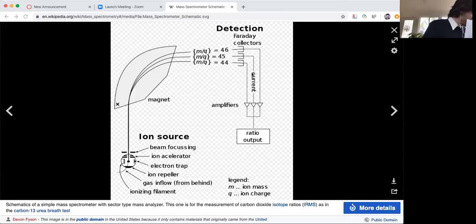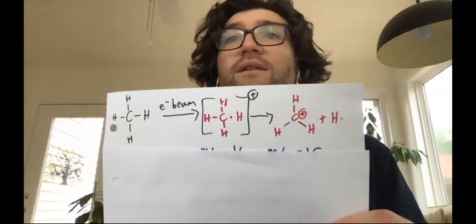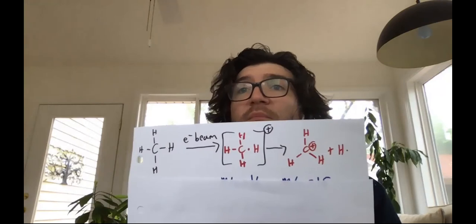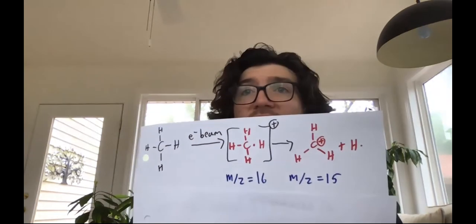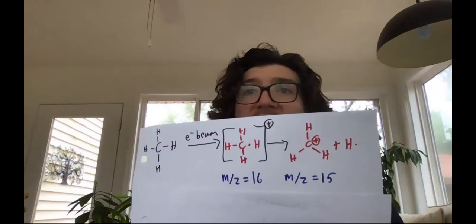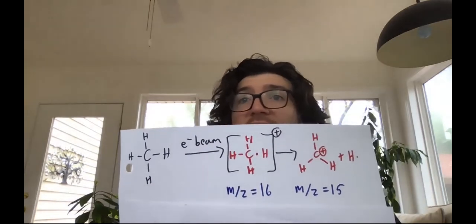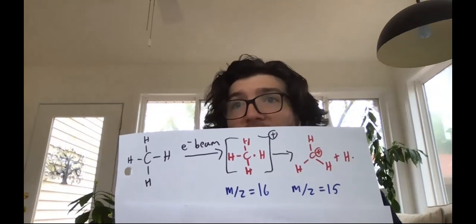So what we can say then, and what is really useful about mass spectrometry, is that if we have something like methane, and we hit it with an electron beam, we'll generate the parent ion that has a mass over charge of 16, because methane has a molecular weight of 16, and it has a charge of 1. So mass over 1 equals 16.